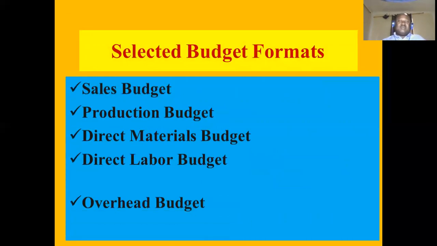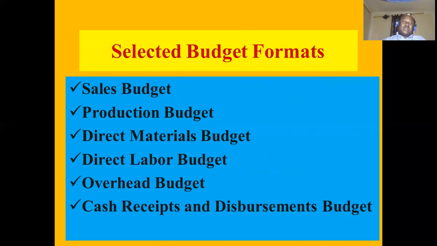Our selected budget formats, we shall look at basically 6 of them: the sales budget, production budget, direct materials budget, direct labor budget, overhead budget, cash receipts and disbursement budget. Of course, the sales budget will handle sales, the production budget will handle what we actually create so that it can be sold in the end for us to get money. Direct materials, what shall be used.